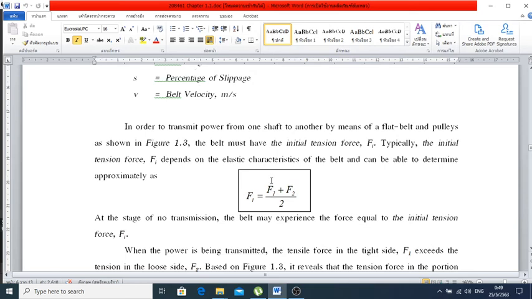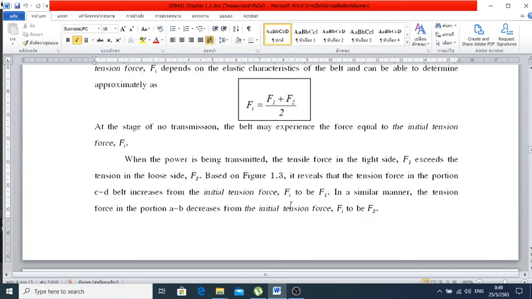So therefore, the initial tension force Fi can be written like that. Fi is going to be equal to F1 plus F2, so that's what we call the initial tension force in the belt. I explained this already. During the motion, F1 is typically going to be greater than F2, but at a standstill, everything is going to turn out to be Fi, respectively.